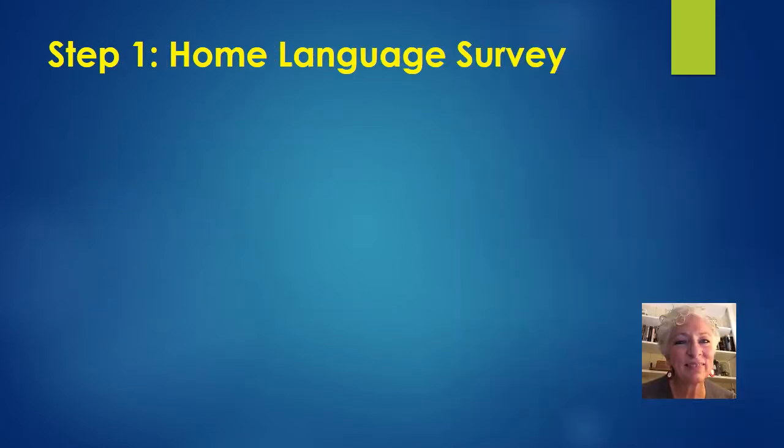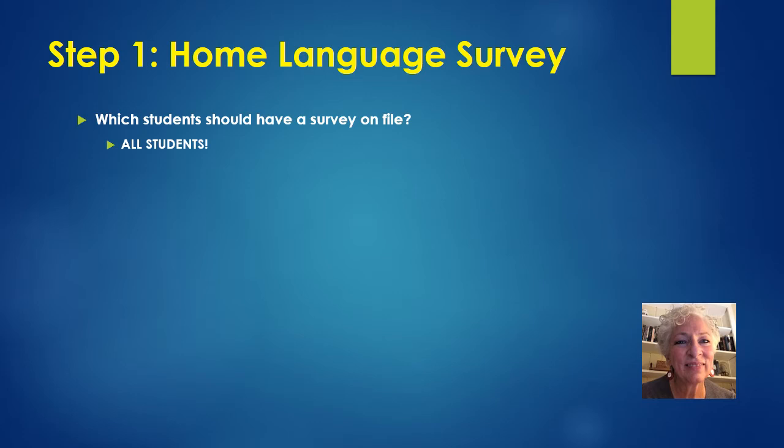So step one, the home language survey. This has to be done in a certain way. So which students have a survey on file? All students. Every single student who comes into your school should have a home language survey on file. So if they do not speak any other language besides English, it will say that on the home language survey, and there won't be any further steps that will need to be taken.